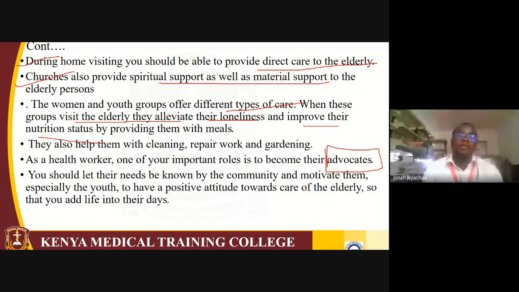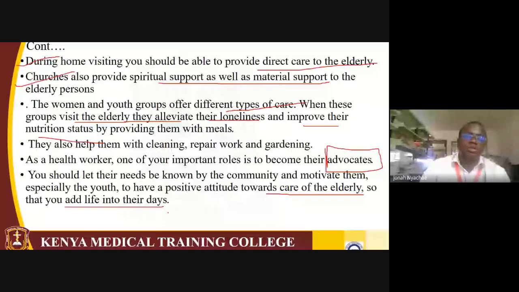So these are the areas that you can pick and advocate for persons. You should let their needs be known by the community by representing them and airing their views. Where there is a policy making process, because these people are voiceless, you can advocate and champion and speak for them. You should let their needs be known when things are being done within the community. Also have a positive attitude towards care of the elderly, so that you add life to their days. You need to support them.